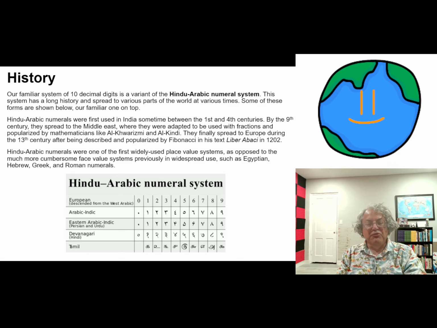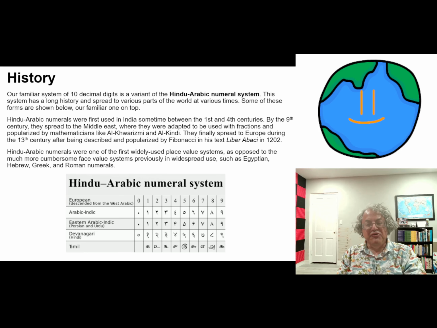So Hindu-Arabic numerals were first used in India sometime between the 1st and 4th century. We don't know exactly when. By the 9th century, they spread to the Middle East, where they were adapted to be used with fractions and popularized by some great mathematicians like Al-Khwarizmi and Al-Kindi, who wrote texts about them. I think Al-Khwarizmi's text was from 825 and Al-Kindi from 830.